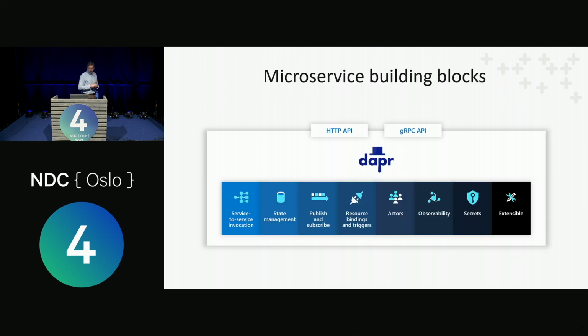So here is the list of the current building blocks. Just to mention a few of them, the first one, which is really obvious, is service-to-service invocation. Of course, you need a way to make a call between your services.